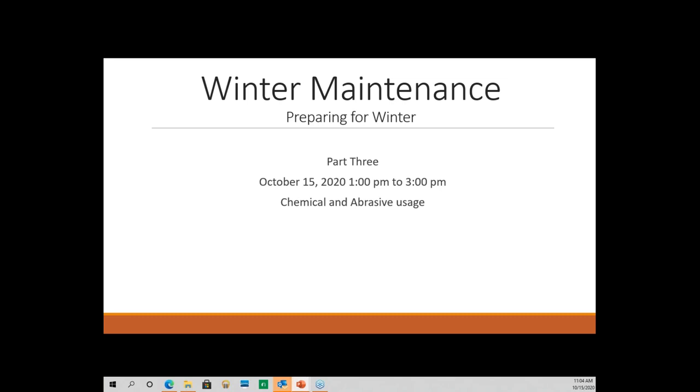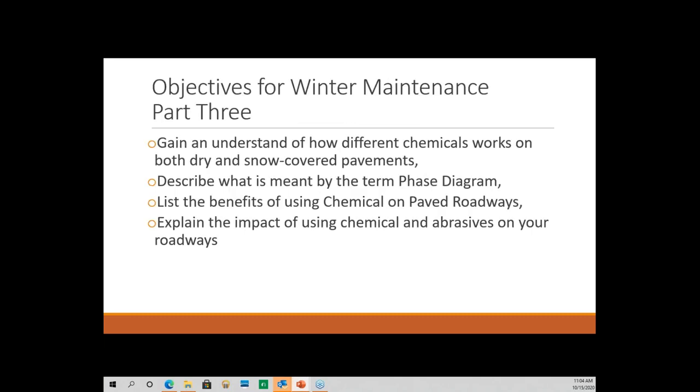So those are the additional resources that we added there. As you take a look at the objectives for our winter maintenance, I want you to gain an understanding of how different chemicals work on both dry and snow-covered pavements. We do have some issues and problems when liquid chemicals are applied to dry roadways, and we'll talk a little about that. We also have some major issues when some of those chemicals are not applied correctly to snow-covered roadways.